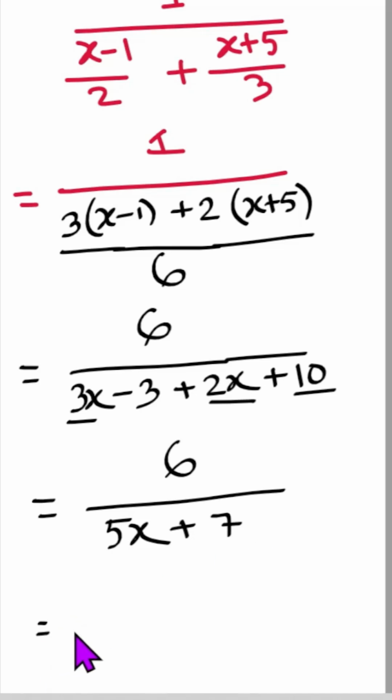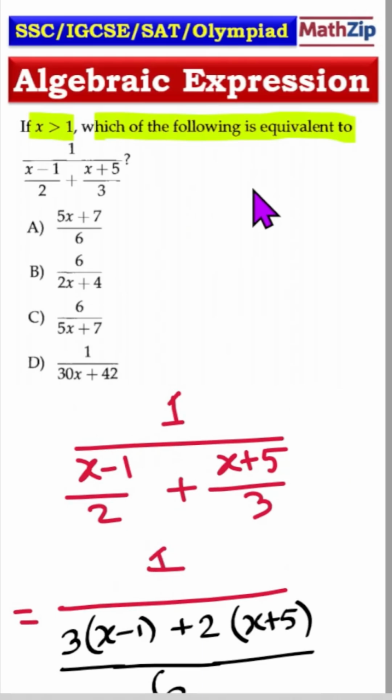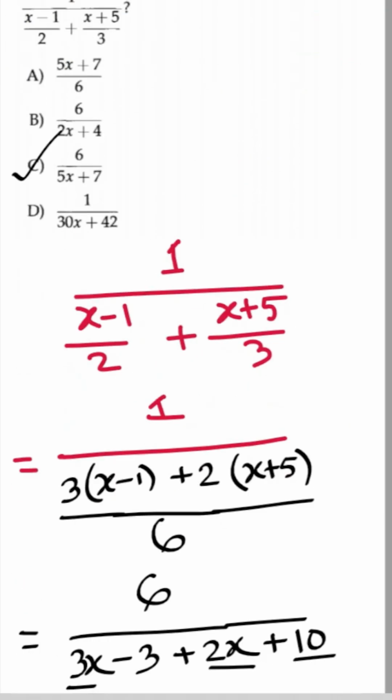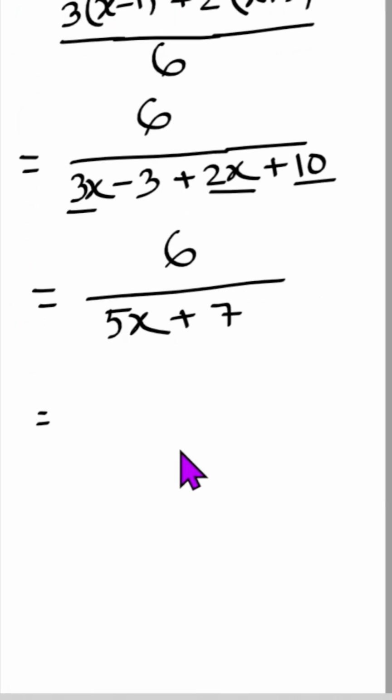So our answer is what? 6 by 5x plus 7. So which one is correct? Number C, 6 by 5x plus 7. So we can say our required answer is number C.